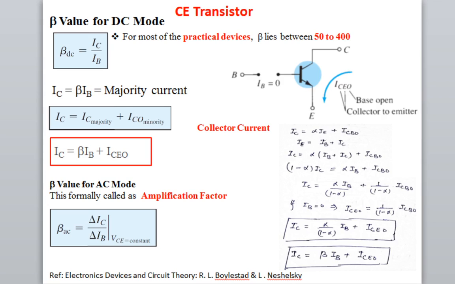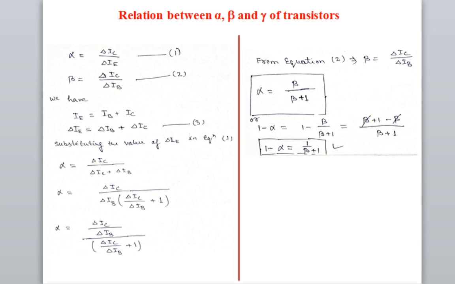So now in another slide, I will discuss the relation between them. Alpha I have defined for the case of common base transistor. Then beta I have defined for the common emitter transistor. Another parameter, which is not mentioned in your syllabus, is for the common collector transistor. For that we can define gamma. I will develop a relation between alpha, beta and gamma in my next slide.